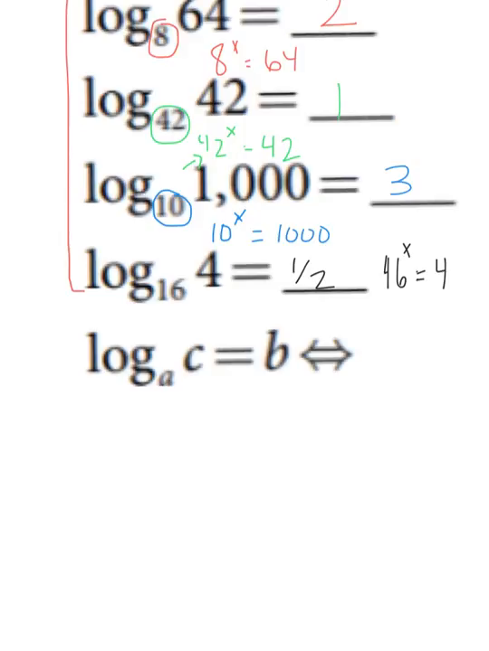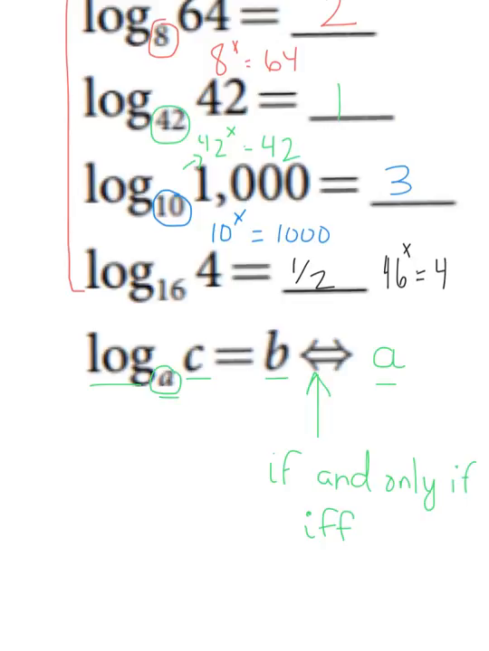So we can create a rule now. This symbol right here means if and only if. Sometimes it's abbreviated as IFF. So log base A of C equals B if and only if A, the base here, equals the base here, to the exponent b equals c, which is this c.